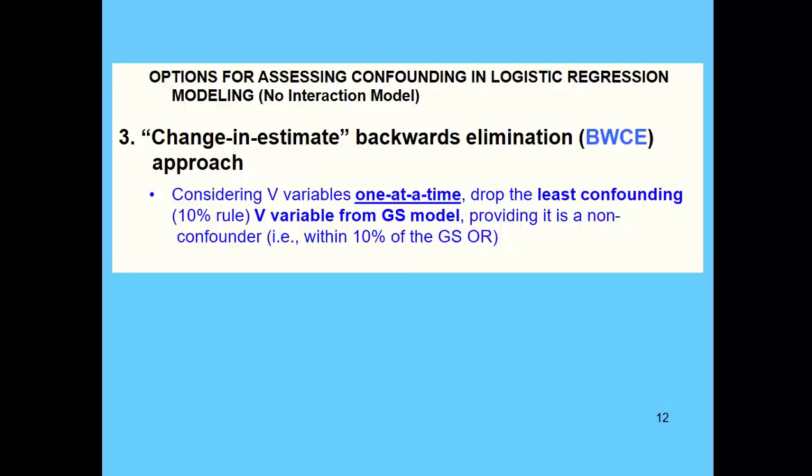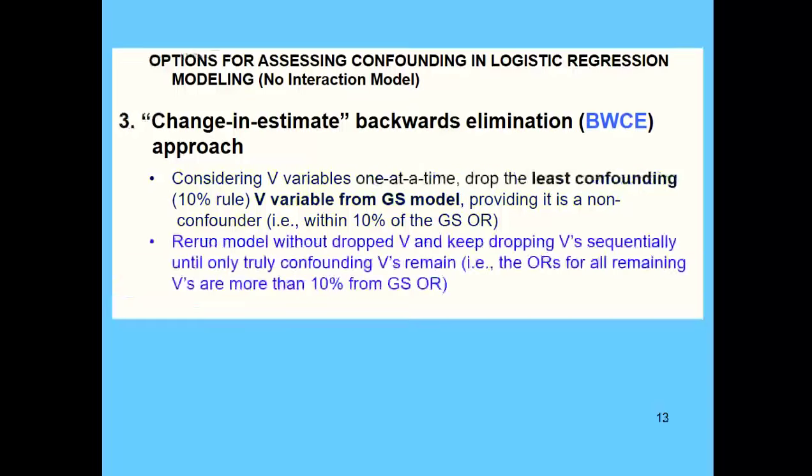providing it is a non-confounder within 10% of the gold standard. What on earth does that mean? Drop the least confounding variable, not the least significant variable. That's a different thing. So let's talk about what that means. And then let's see if I said any more.